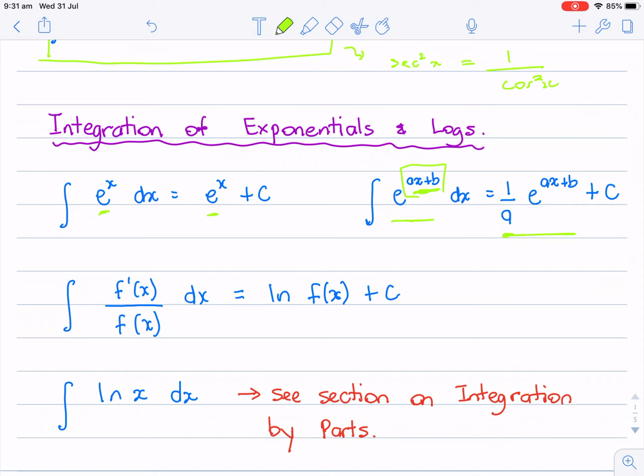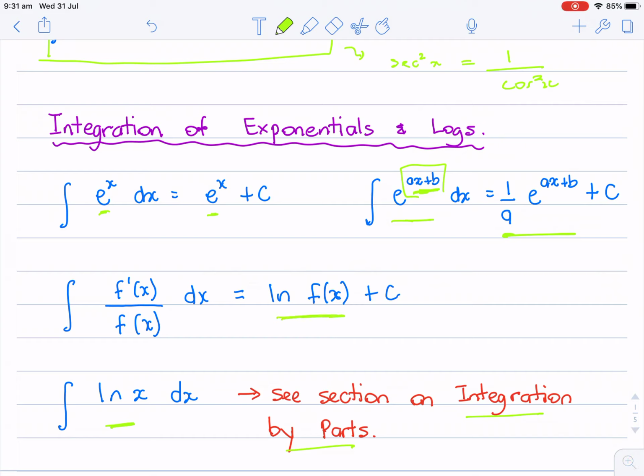Now we can't integrate a log function just by itself. As I said, have a look at the section on integration by parts for that, and we'll go through that in another video. So we can't actually integrate a logarithm function, but we can integrate to a logarithm function.